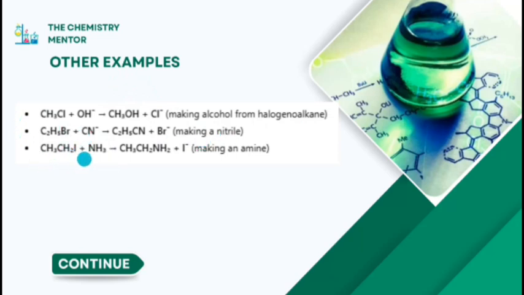CH3CH2I is reacting with NH3, and making an amine. What will happen? The amine will form and the halide will leave as a leaving group. See how simple it becomes when you think of it as attack and replace. That's the secret to never confusing SN1 and SN2. Visualize the nucleophile as the attacker and the leaving group as the one being replaced.